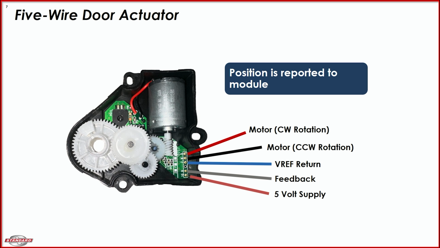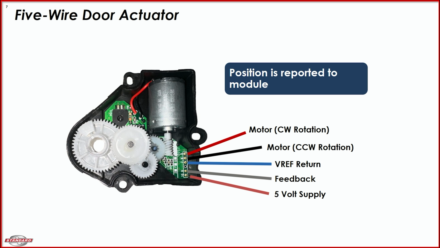Here we can see the specific breakdown of the pin position on the PCB and the function of each wire. On the top, we have the clockwise power wire, followed by the counterclockwise power wire. While one power wire is energized, the other acts as the ground. The voltage polarity determines the direction that the motor rotates. Next is the VREF, or ground wire.